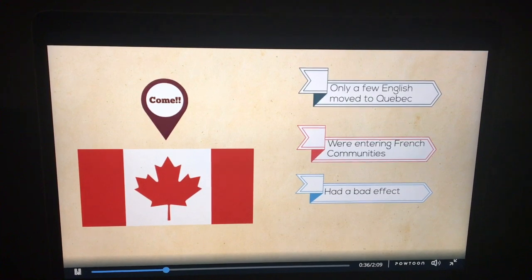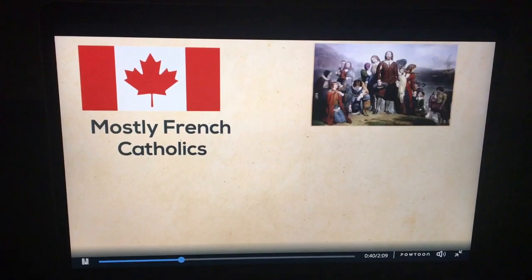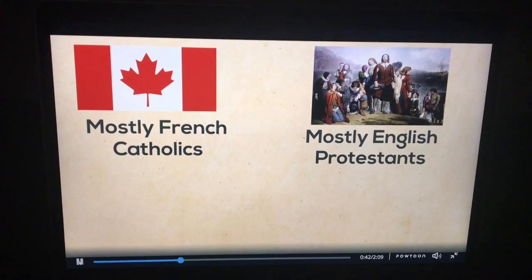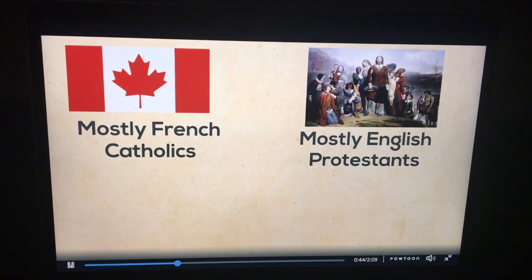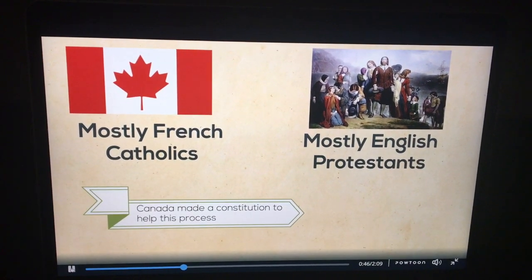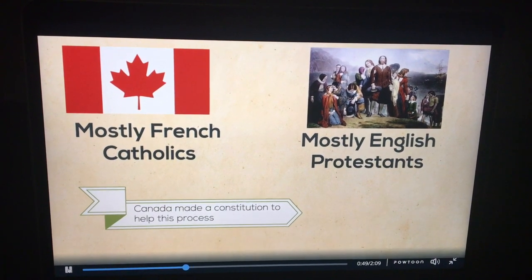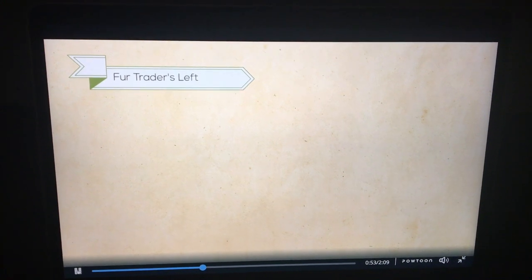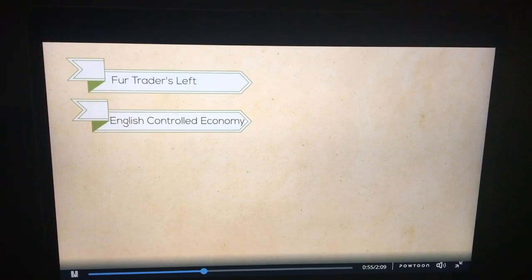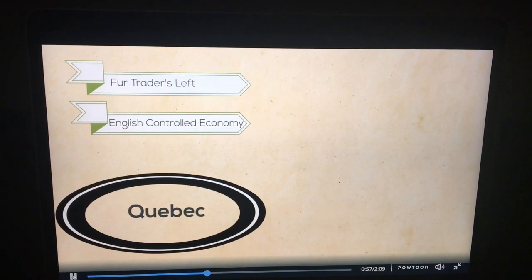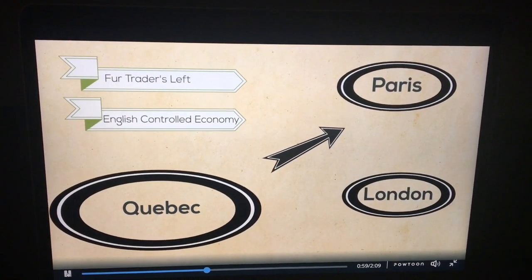The majority of people living in Canada were French Catholics, and they would have to accept new English-speaking Protestants. In order to aid the assimilation process, for the first time under British control, Canada created a constitution that would help make this process easier. Since many French fur traders left in order to pursue better hunting areas, the English merchants began to take hold in the economy. This upper class of English-speaking people shifted Quebec's reliance from Paris to London.